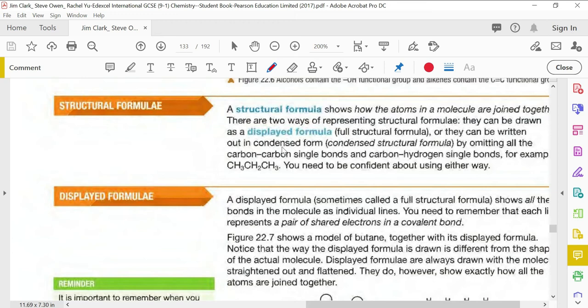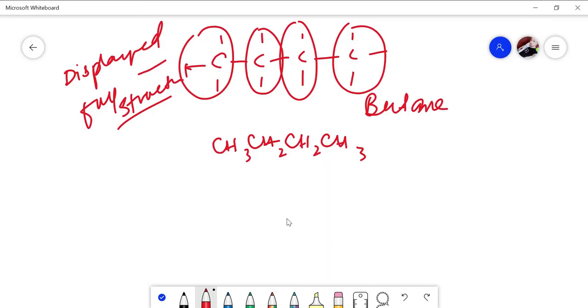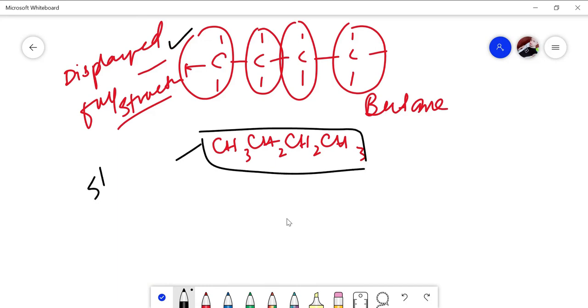Or they can be written out in condensed form, the condensed structural formula, by omitting all the carbons. A displayed formula shows all the bonds in the molecule as individual lines. So the one which I have drawn in front of you is the displayed formula, and this one is structural. Are we clear with this part?